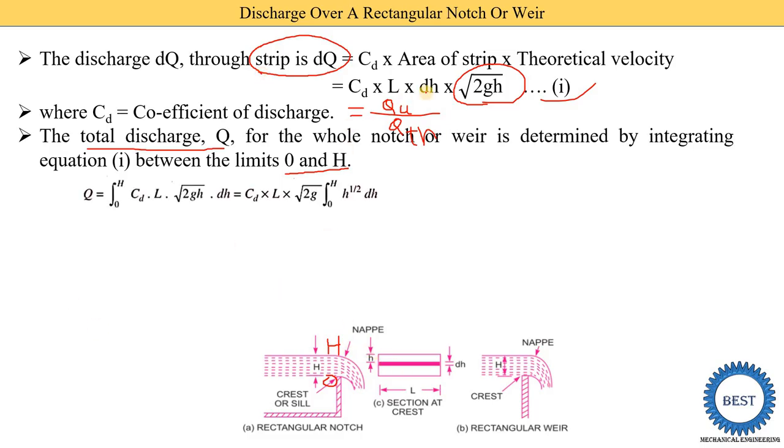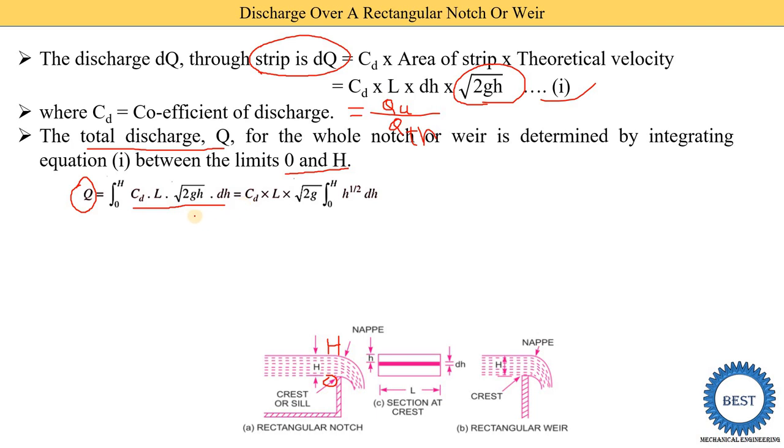Now we do the integration of this equation number 1. When we integrate dQ, it is converted into Q, which indicates the discharge over the notch or weir. So the integration of this equation with the boundary limit of 0 to H: we write equation 1 as it is, that is Cd into L into under root of 2gh into dh, and we need to do the integration with respect to h.